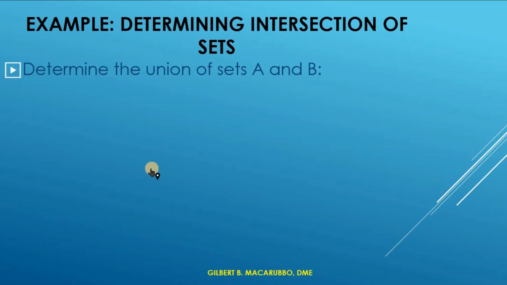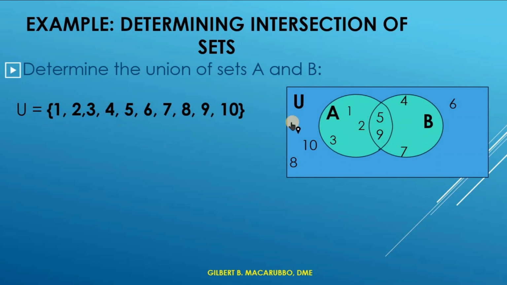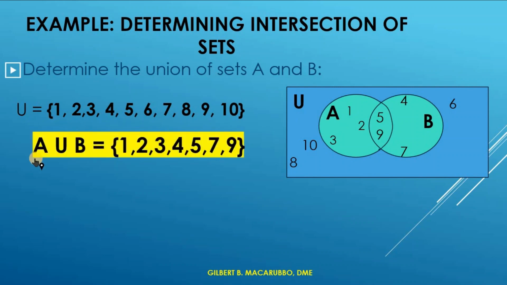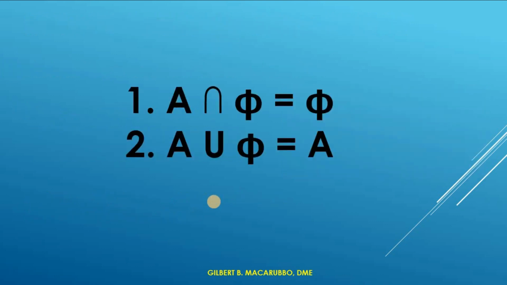So let us have an example. Determine the union of sets A and B. We have here the following elements of set A and set B, and the universal set, 1 to 10. So the union of sets is 1, 2, 3, 4, 5, 7, and 9. Note that 1, 2, 3, 4, 5, 7, and 9 are combined elements of set A and set B. Okay, so therefore, that is now the union of set A and B.